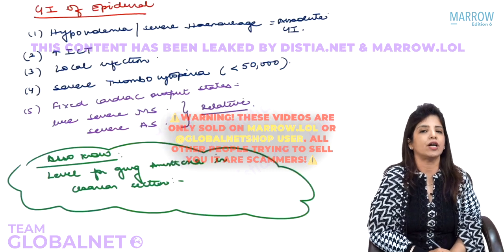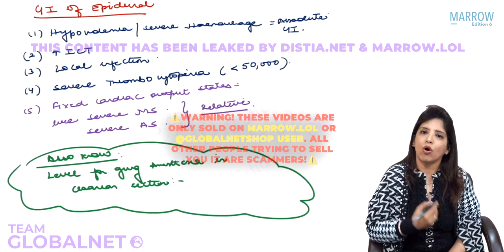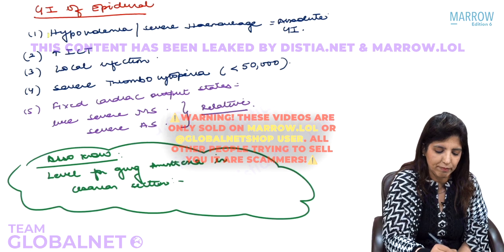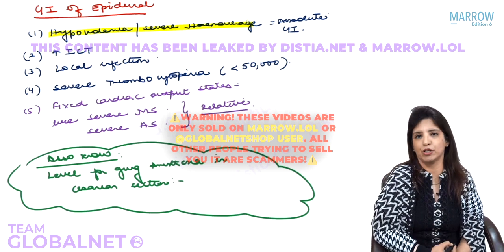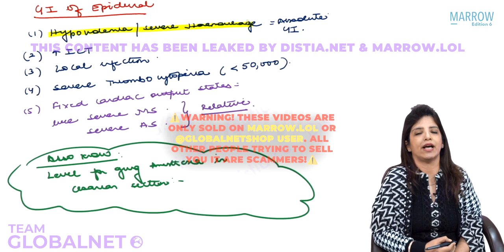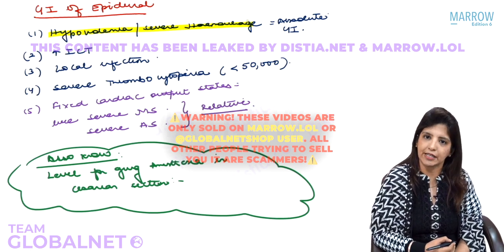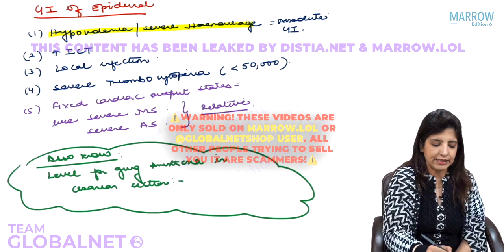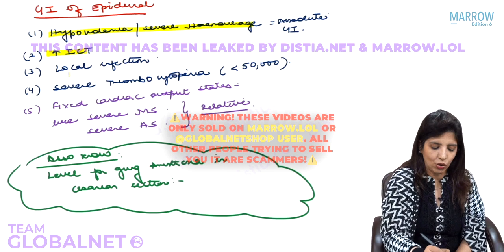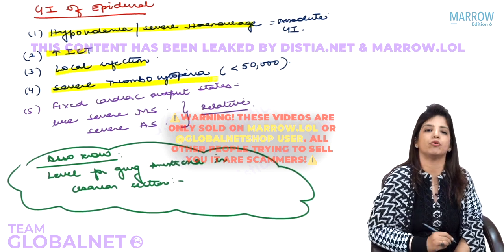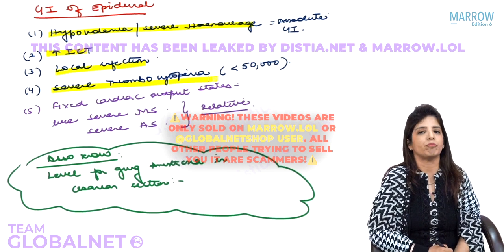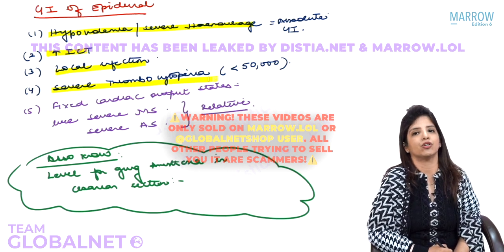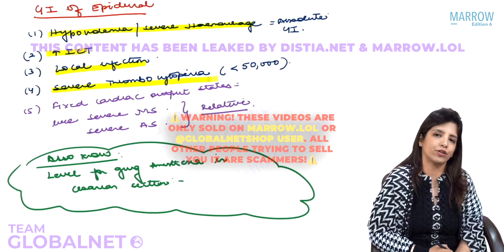Now, what are the contraindications for giving epidural? See, contraindication is because epidural is leading to hypotension. So if there is hypovolemia or if there is severe hemorrhage, then epidural analgesia is contraindicated. So that's an absolute contraindication. Apart from that, increased intracranial tension, local infection, severe thrombocytopenia. Severe thrombocytopenia is when platelet count goes less than 50,000. Then epidural analgesia is contraindicated.